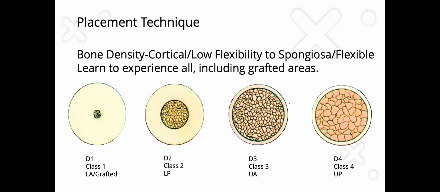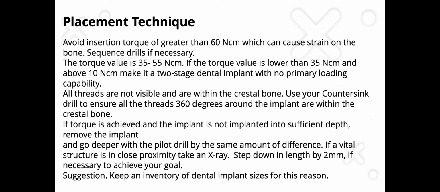Another thing I put is the bone density to consider as well with the placement technique, because if you are dealing with spongy bone, you have the opportunity to go down in diameter with your final osteotomy drills so that you can increase your torque value. But avoid an insertion torque of greater than 60 Newton centimeters. That can cause strain on the bone. And so you may want to sequence your drills if necessary in these cases with D1 bone.